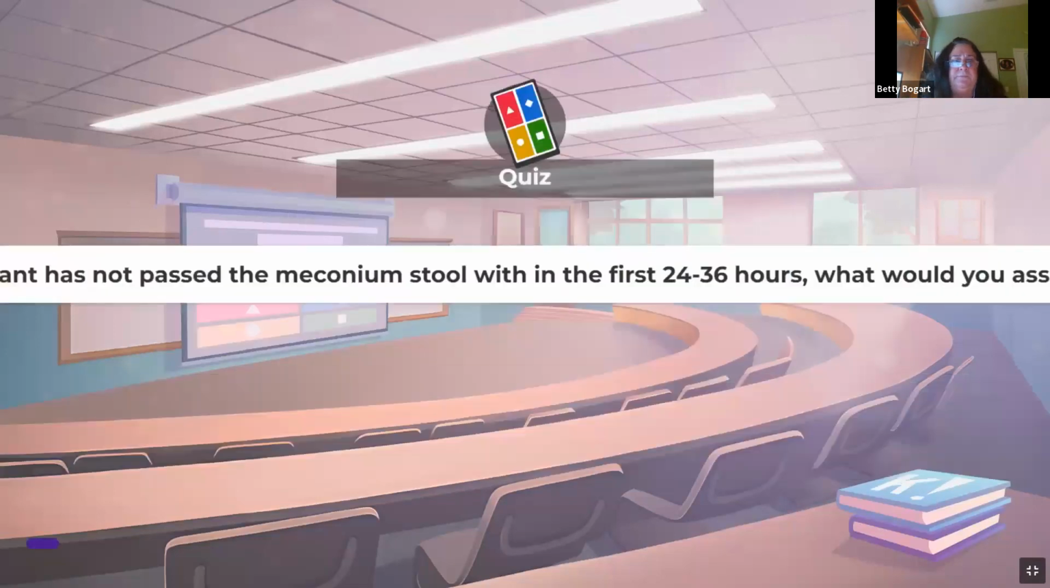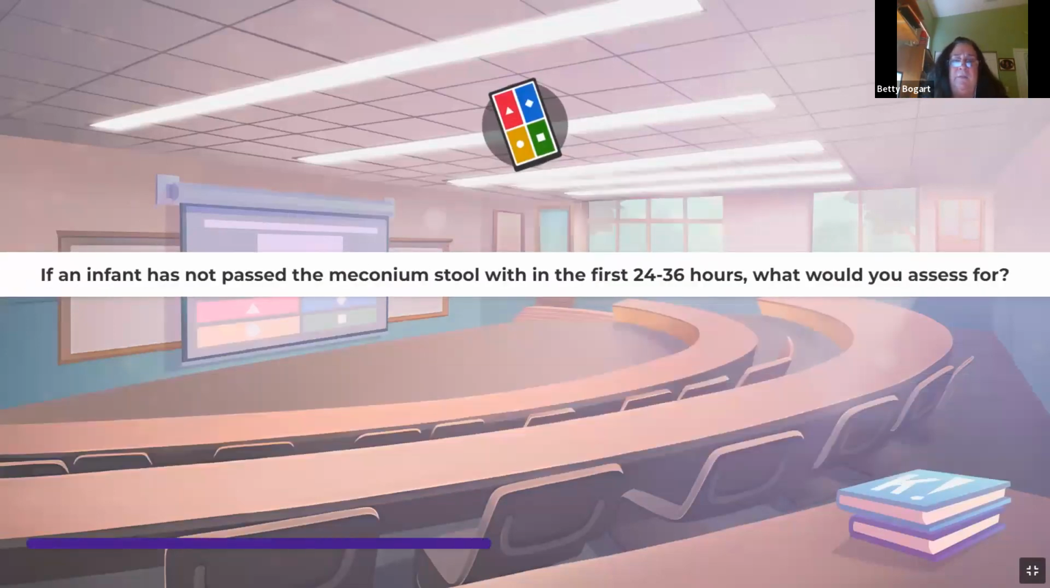A multi. If an infant has not passed the meconium stool within 24 to 36 hours, what would you assess for?